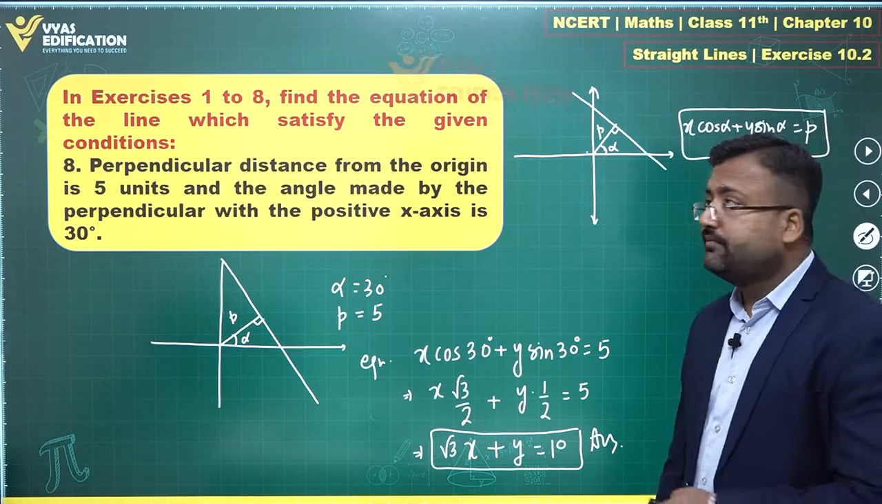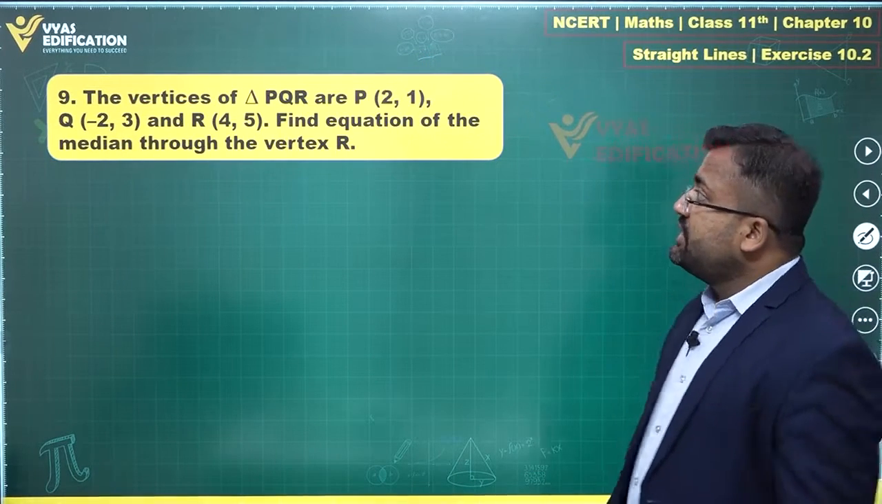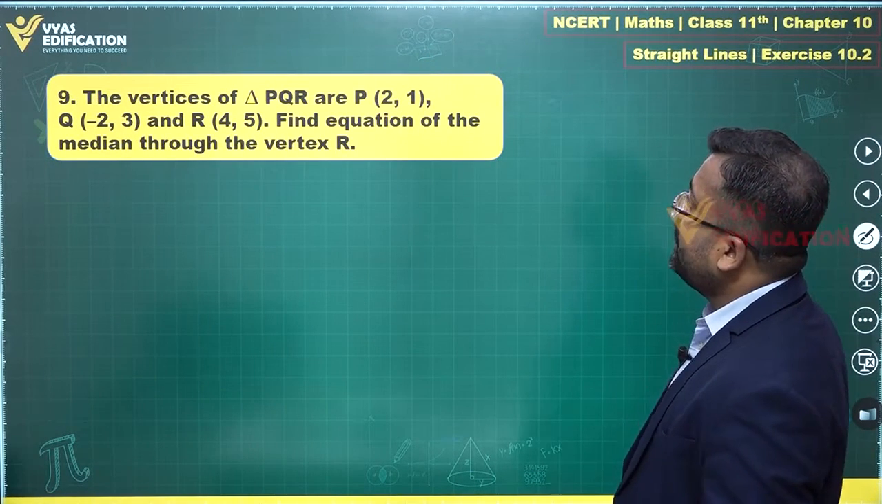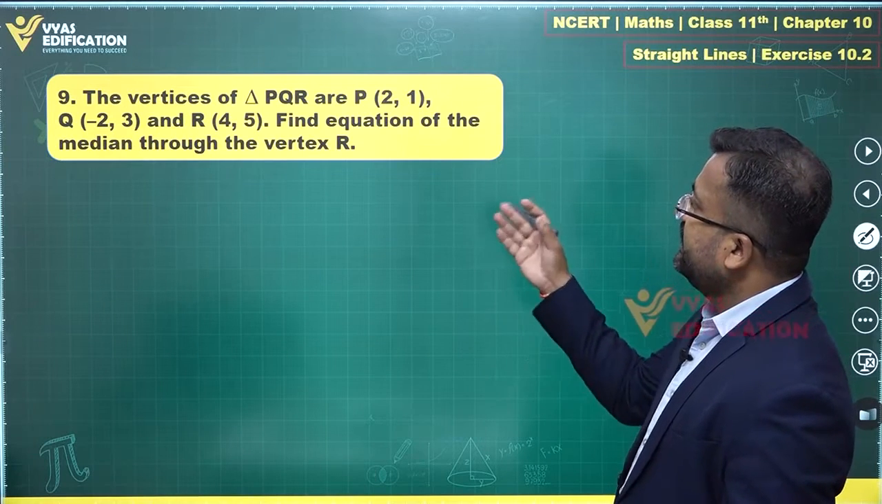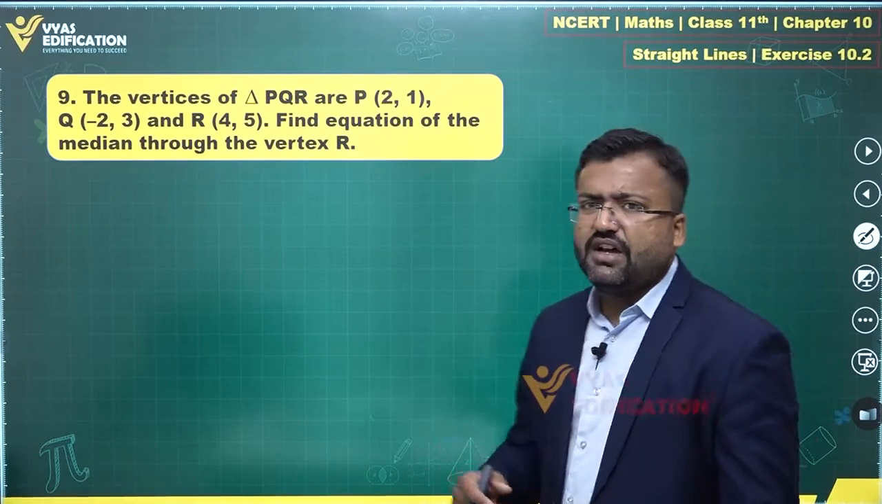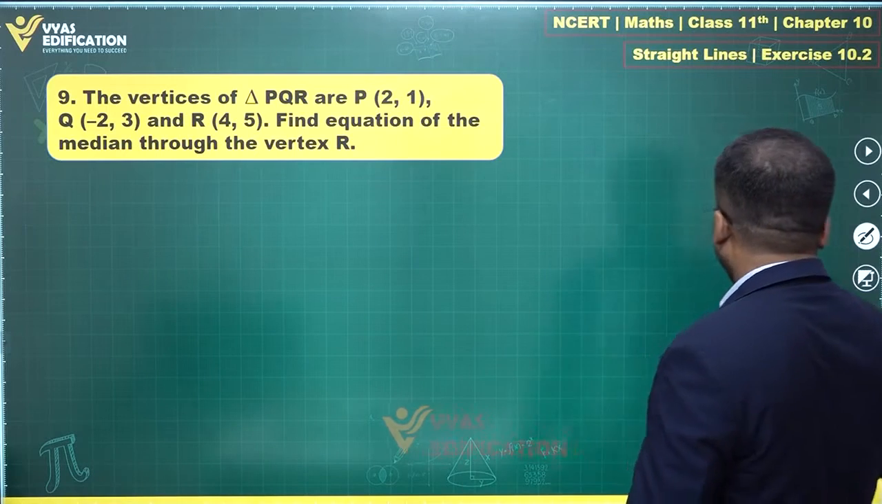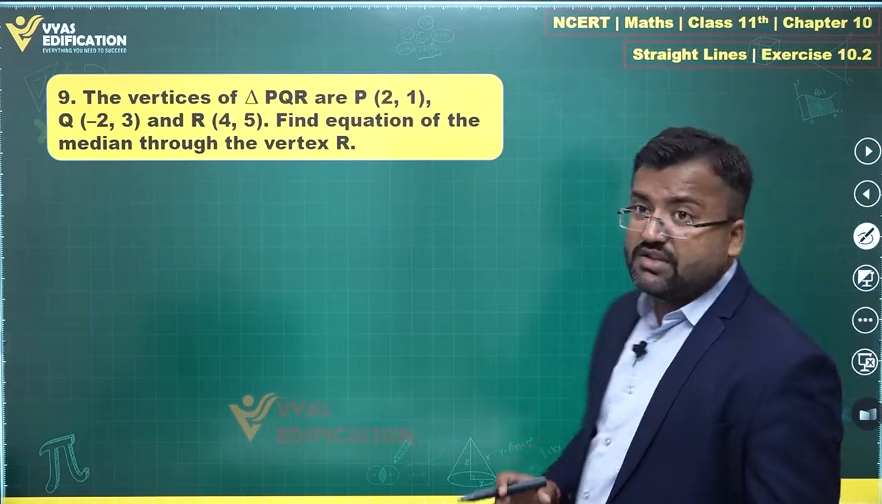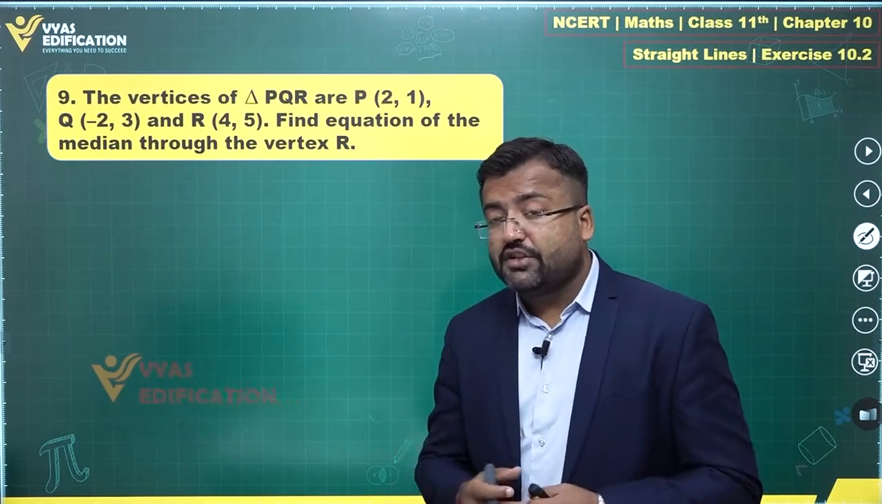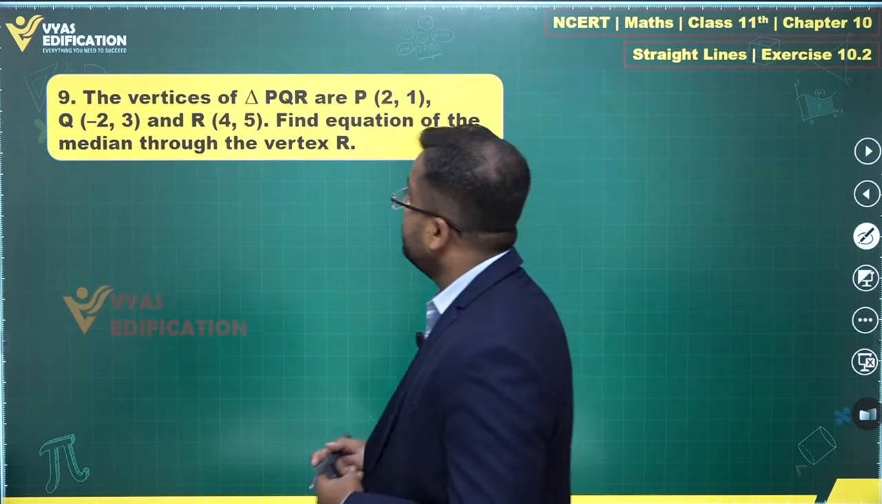This is the 8th question. The 9th question says, vertices of triangle PQR are P, Q and R, given like this. Find the equation of the median through the vertex R. That's interesting. How is it interesting? Because we are supposed to do some manipulation first, before writing the equation.